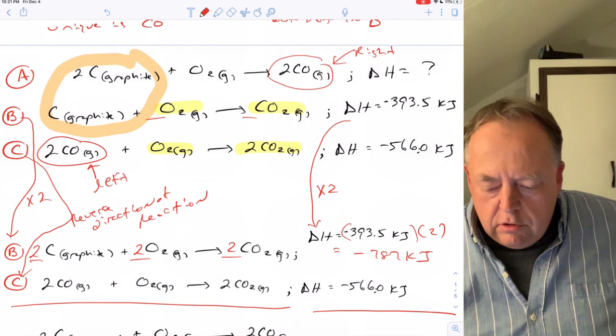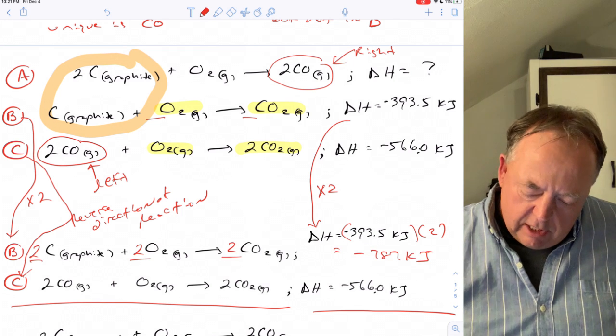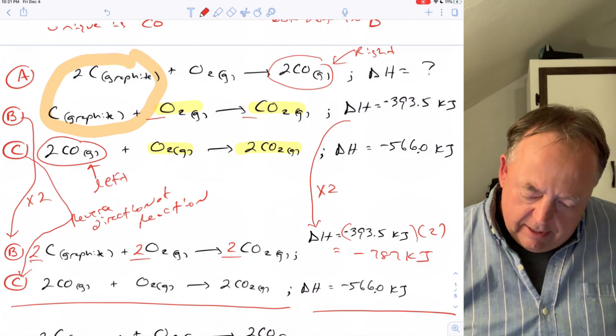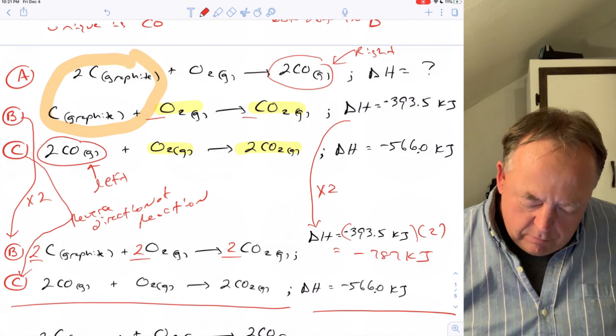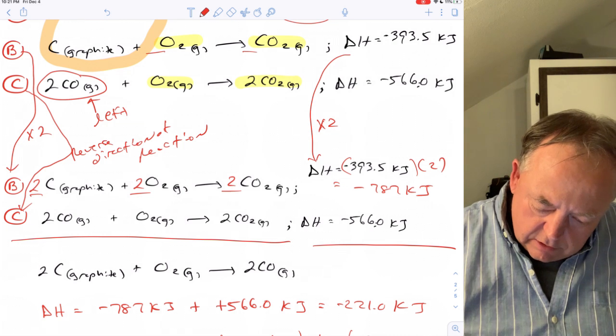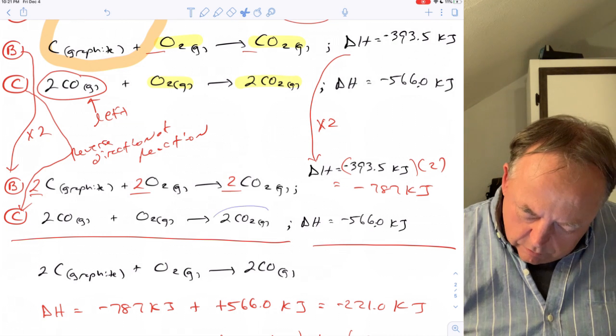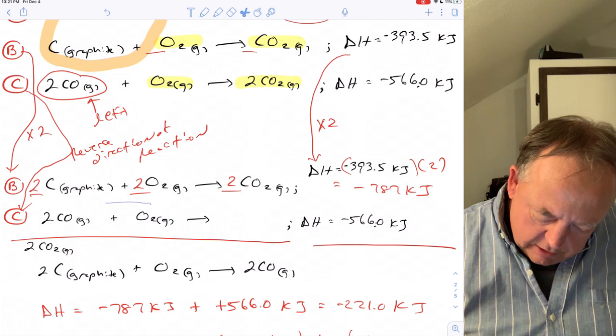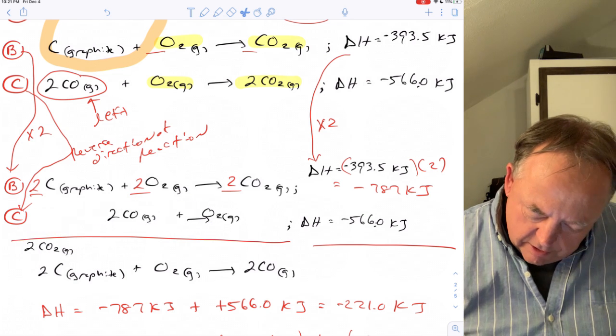So we need to reverse the direction. Basically that means take whatever's on the right of the arrow and move it to the left, and take whatever's on the left of the arrow and move it to the right. I haven't done that yet, so we need to reverse this. We're going to take this and move it over here, and we're going to take these and move them over here.